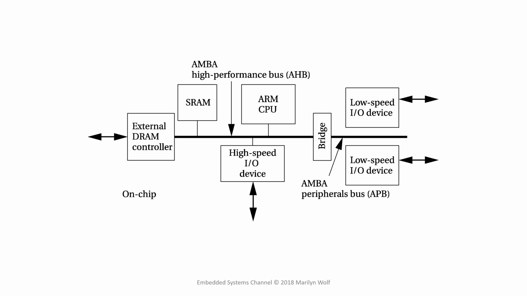ARM has developed several different buses. The AMBA High Performance Bus, or AHB, is designed for CPU memory operations. The AMBA Peripherals Bus, or APB, is a simpler, lower-cost bus designed for low-speed I/O devices.